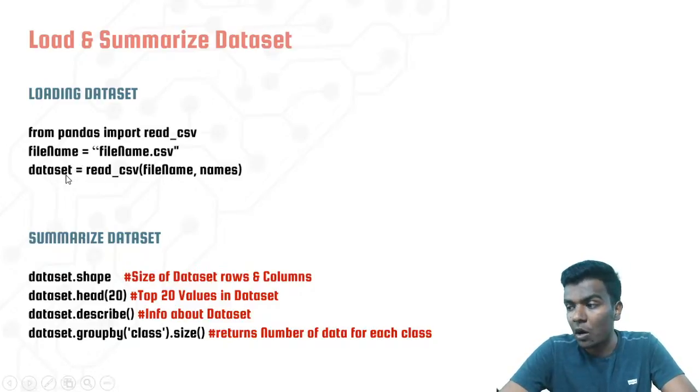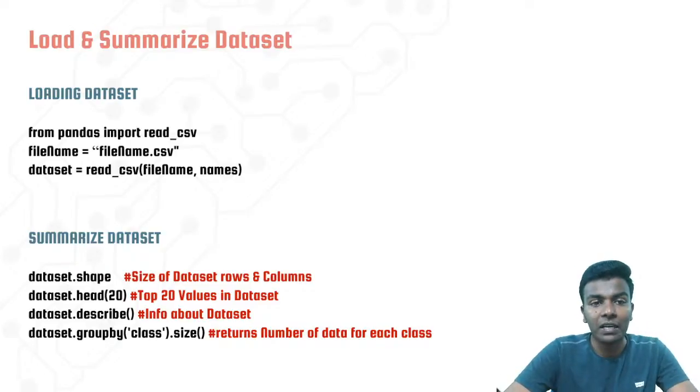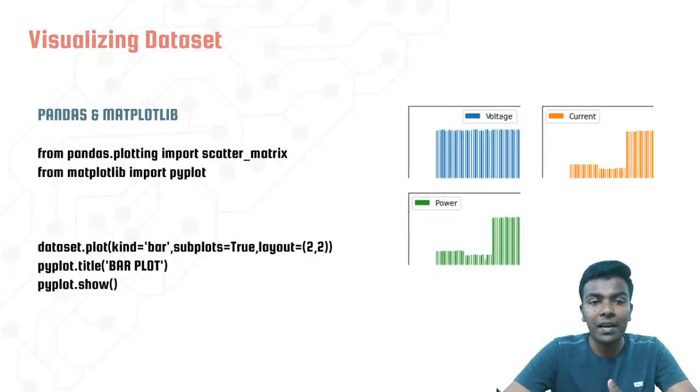Here dataset is the variable representing the CSV file, which has already been read and kept in this variable. Okay, and then dataset.groupby of class and size. This is also going to give you the numbers, like I've already told you. So that's all about the basic syntax for loading and then summarizing the data.